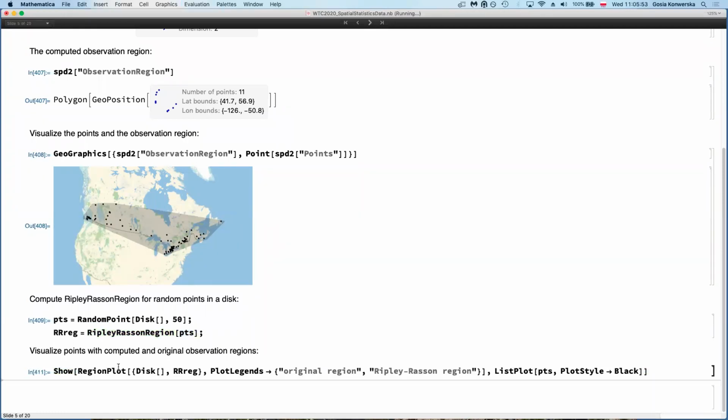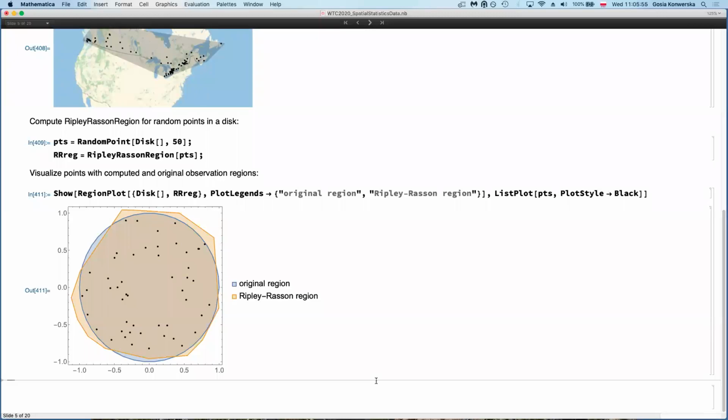And then when we visualize this, we see that the blue is the original region from which we generated the points. We see the points and we see the orange, the Ripley-Rasson region. The idea with the Ripley-Rasson region is that no points will be close to the boundary. So the dilation happens to create the region which will not have the observation points close to the boundary. And when you look at the original region and the points, you see that some points are almost sitting on the boundary, just like here.